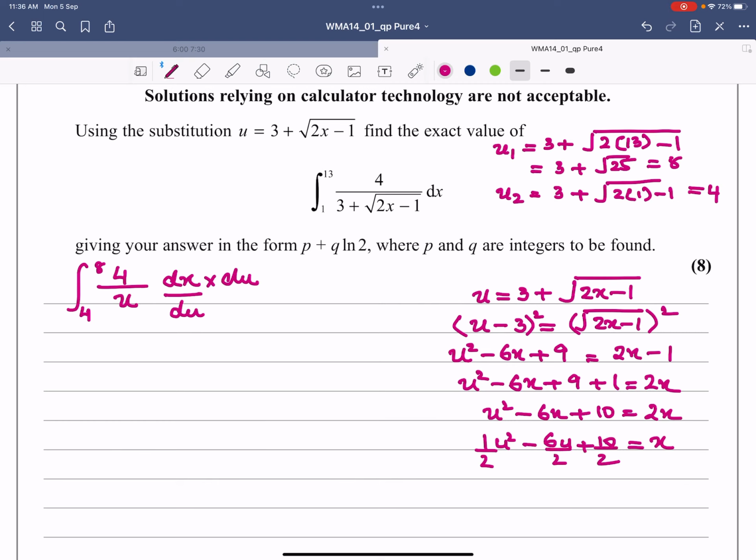I have to write clearly here u. So I'll just correct that.